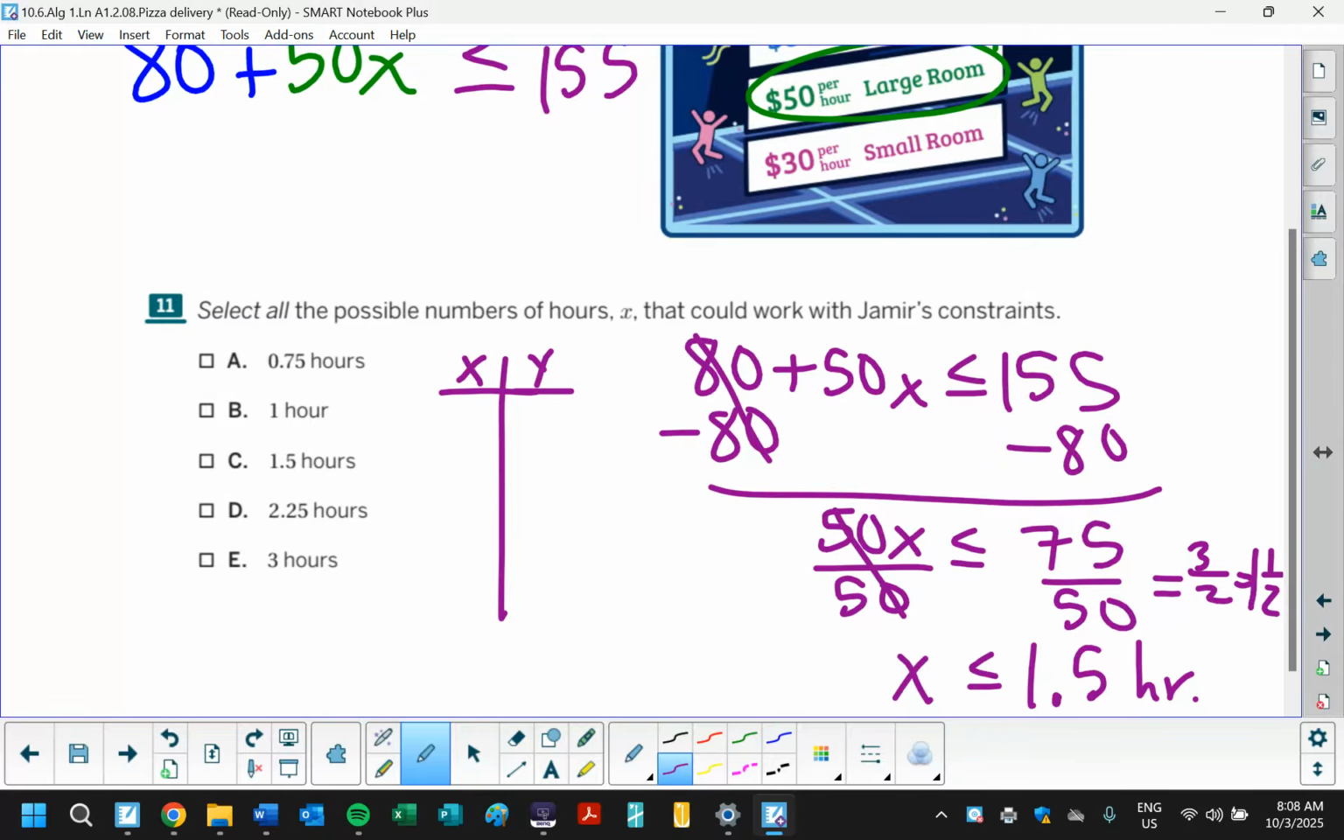But again, the answer is not just 1.5. We can go for an hour and a half. We could also go for less than that, like 75 hundredths of an hour, 3/4. Meanwhile, if you put in 2 and 25 hundredths hours, it's not going to work. It's going to be more than $155. We run into that constraint. The money limits us. We only had so much budgeted.